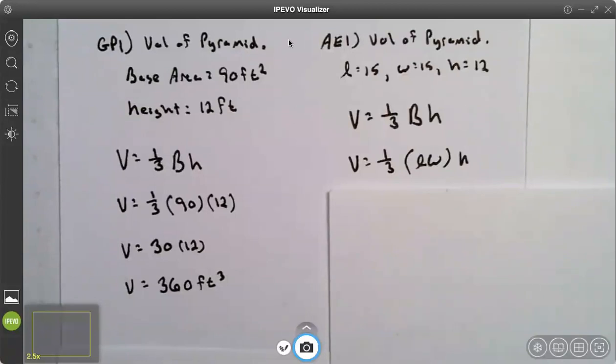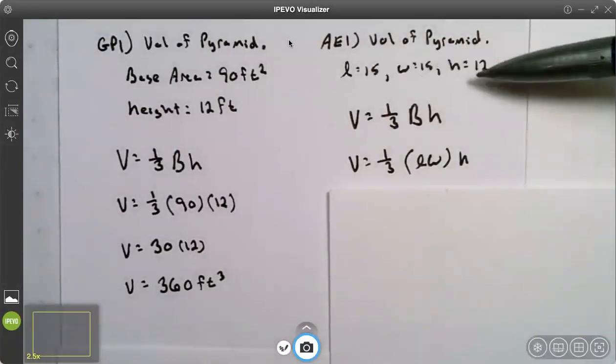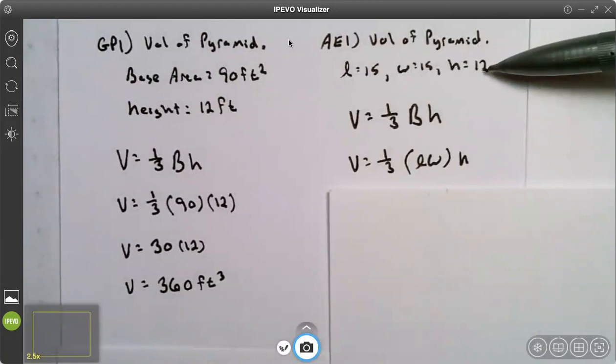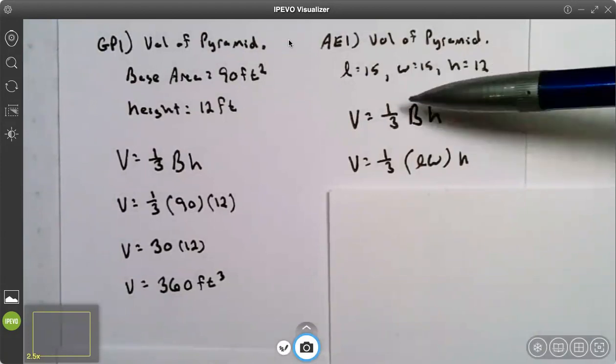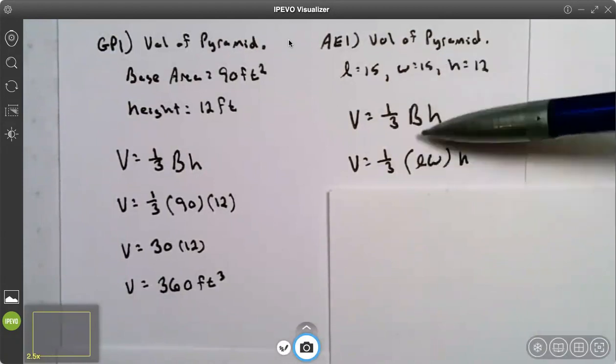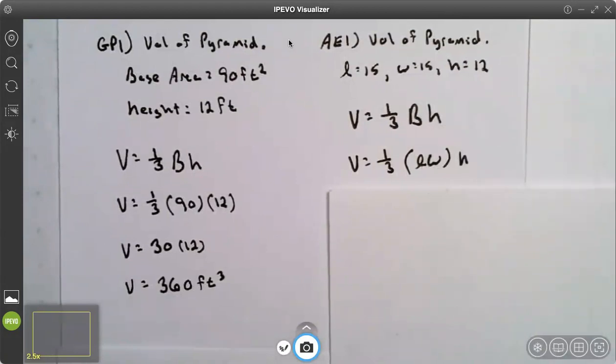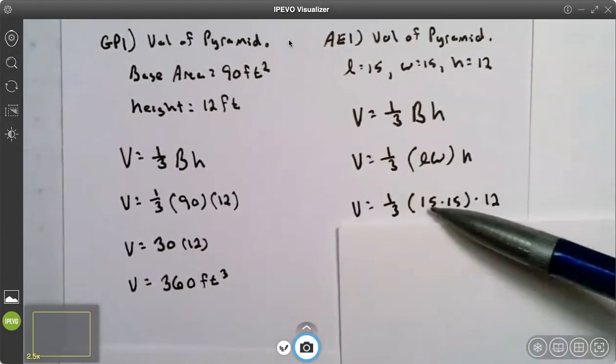Here I have rewritten the problem. Volume of a pyramid, the length is 15, the width is 15, and the height of the pyramid is 12. My formula is 1/3 big BH. Big B is the area of my base. In this case, my base is a rectangle, so I use length times width to get the area of the base. The length and the width of the base are both 15.